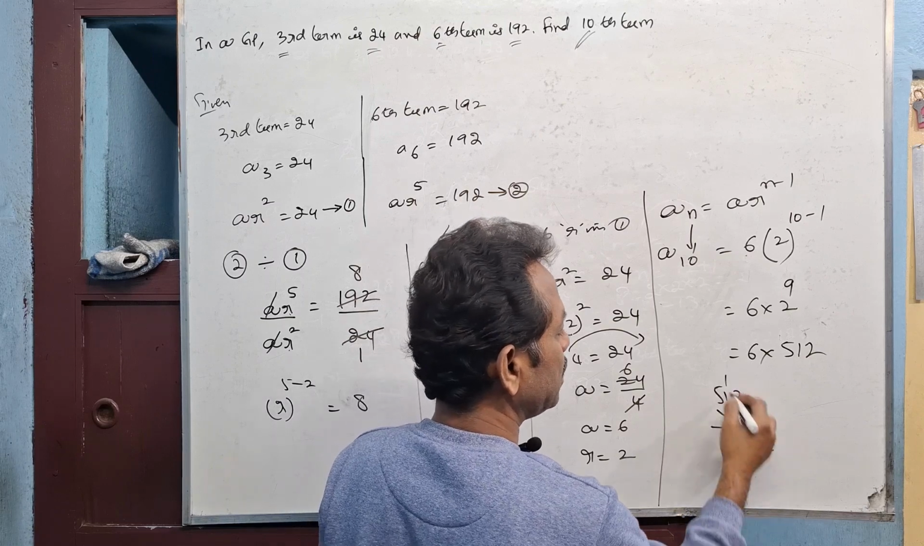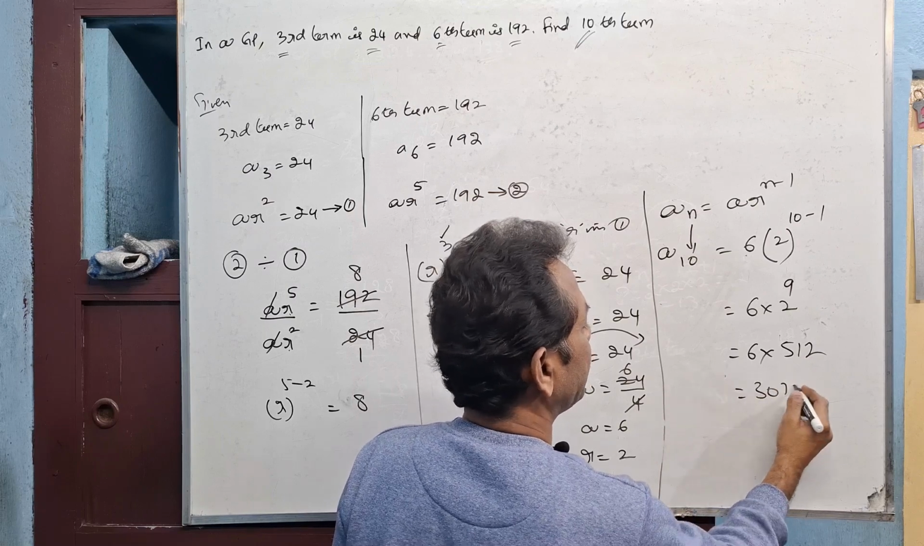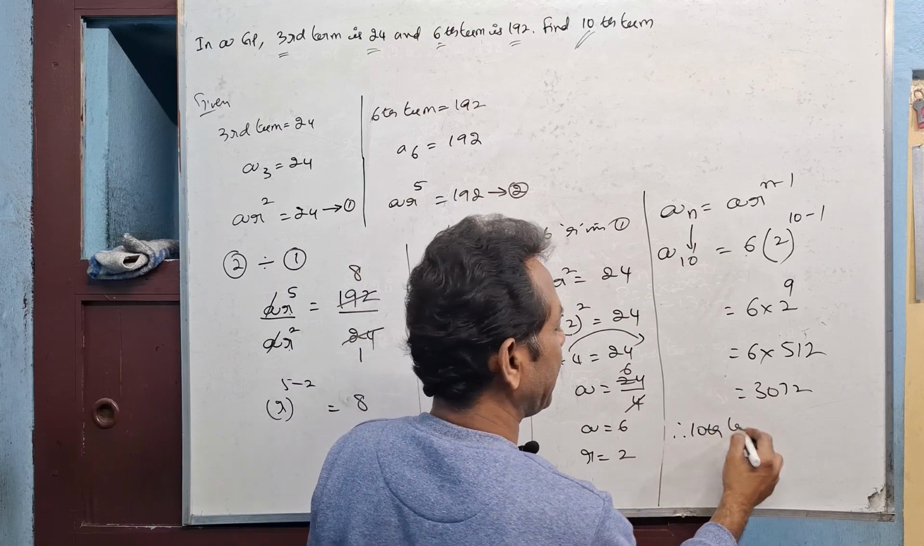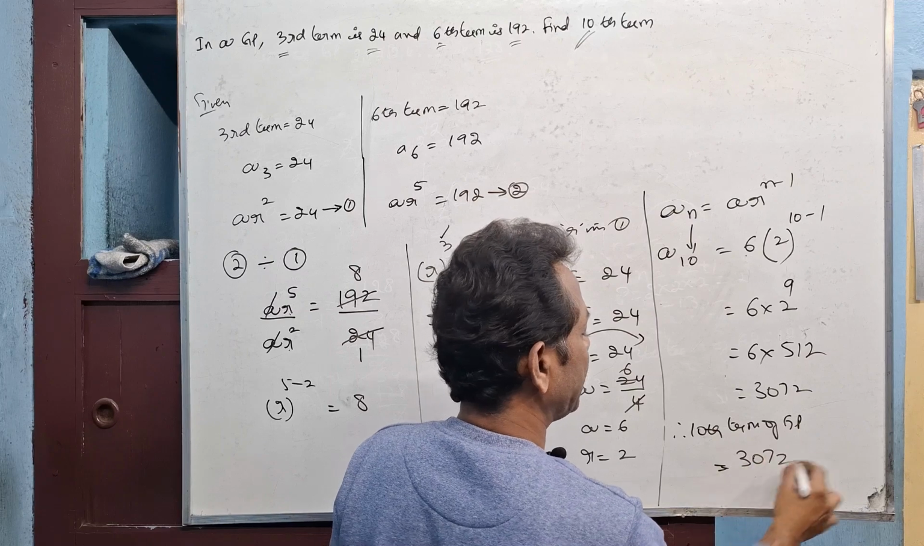6 2s are 12, 6 1s are 6, 7 carry 30, and we get 3072. So 3072 is nothing but a10. So our 10th term of the GP is equal to 3072.